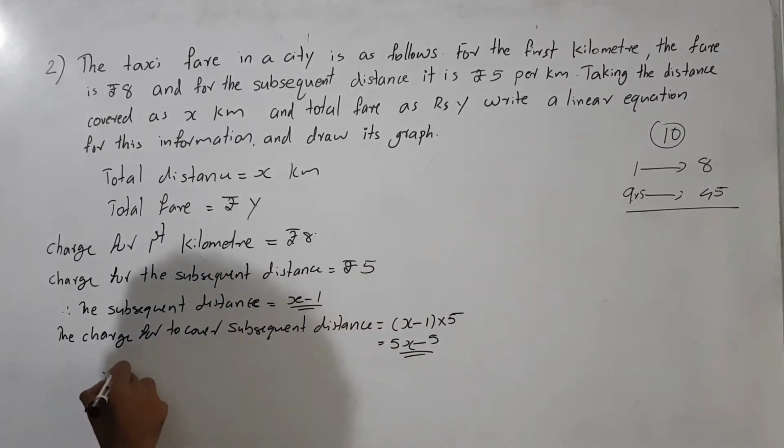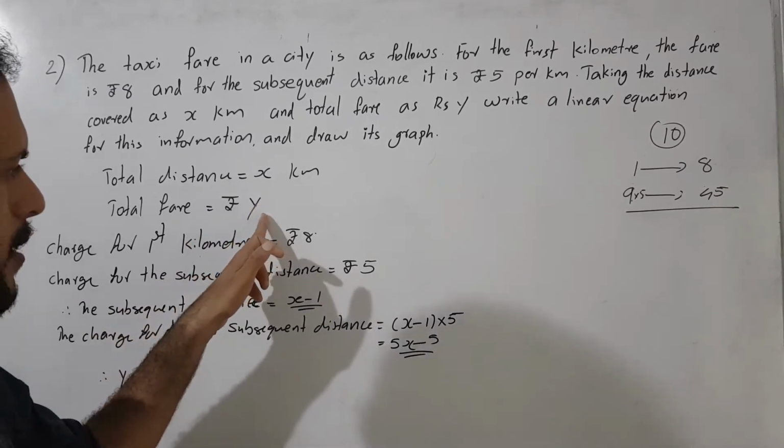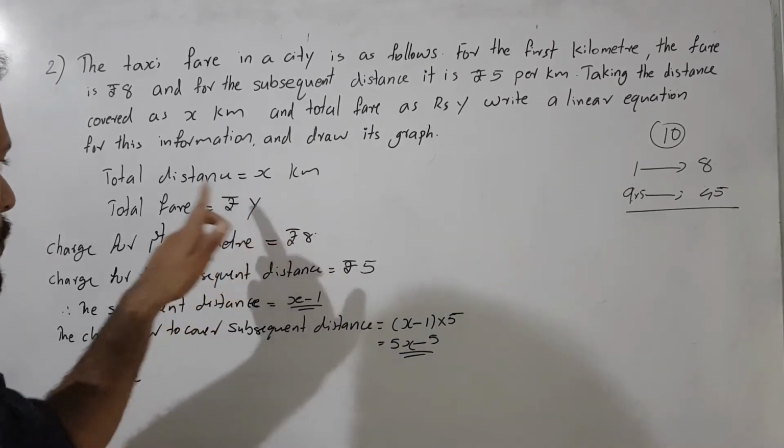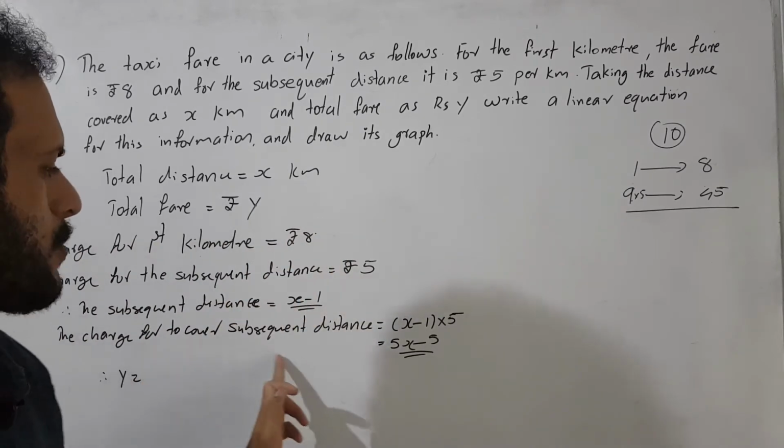Therefore y is equal to, what is y? Y is the total fare. Then how do we get the total fare? The total fare is the charge for the first kilometer plus the charge for the subsequent distance.